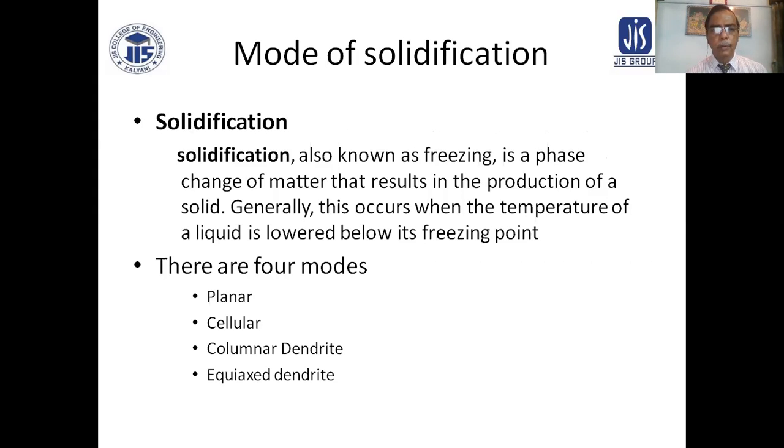Mode of solidification. Solidification, also known as freezing, is a phase change of matter that results in the production of a solid. Generally, this occurs when the temperature of a liquid is lowered below its freezing point. There are four modes: planar, cellular, columnar dendrite, and equiaxed dendrite.